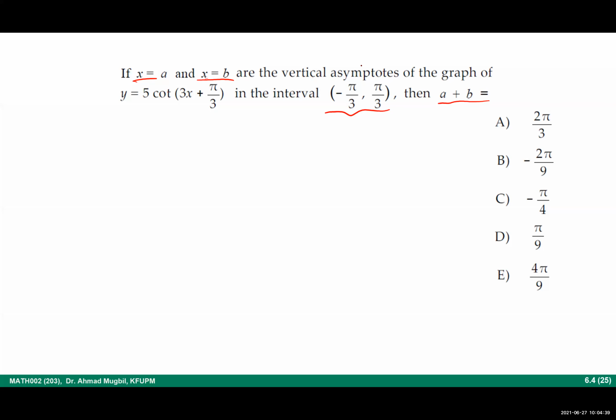I advise you to do method number 1 here because I think this interval is symmetric. You can do method 1 or method 2 or 3, they are the same. So you can sketch the graph and then you will know what the vertical asymptotes are. Just make sure that you have all the vertical asymptotes between negative pi over 3 and pi over 3.